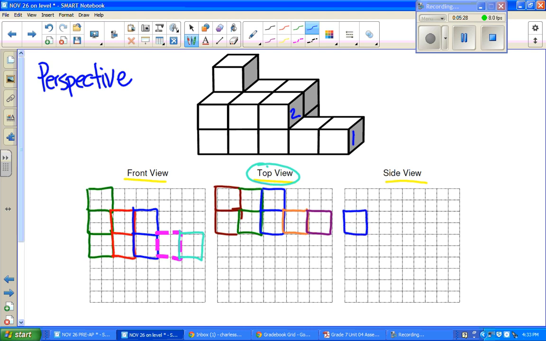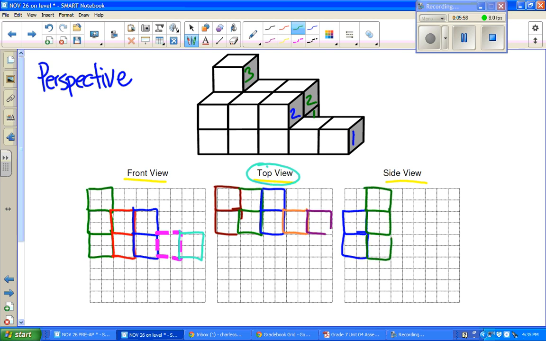1. So we have 2, and we're going to draw 2. And now, looking behind that on our 3D object, we have 1, 2, 3. Now we're going to continue drawing the side view with 3 squares, which are the sides of our cubes.